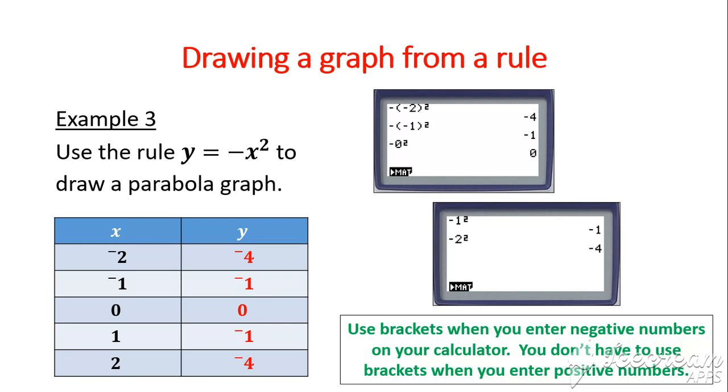You do the same for -1, you get -1. When x is 0, you should get 0. And when x is 1, you should get -1. When x is 2, you should get -4.